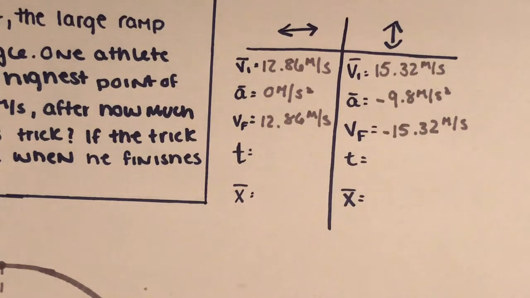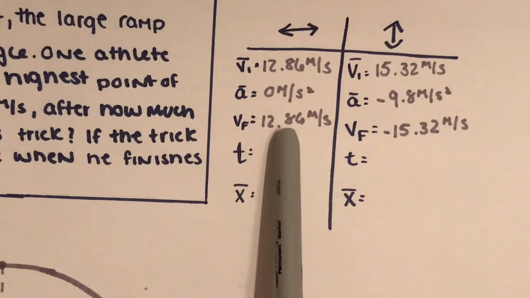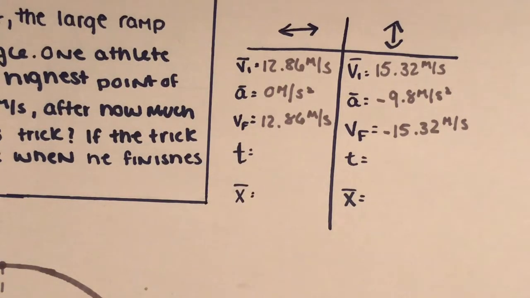For the horizontal acceleration, I have 0 meters per second squared. This is because there is no force acting on the horizontal that will cause an acceleration. And since there is no acceleration, that means that the final velocity will be the same as the initial velocity.